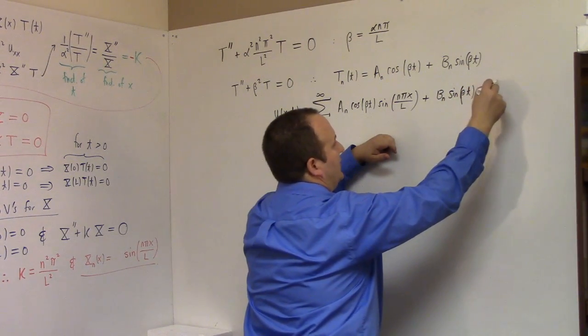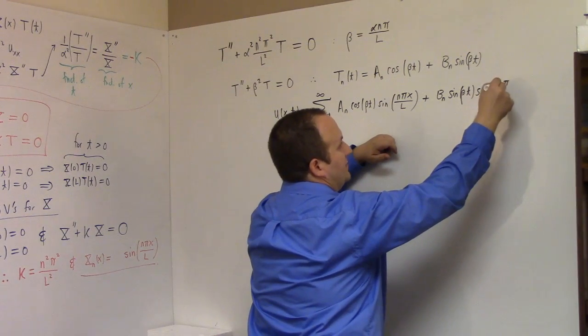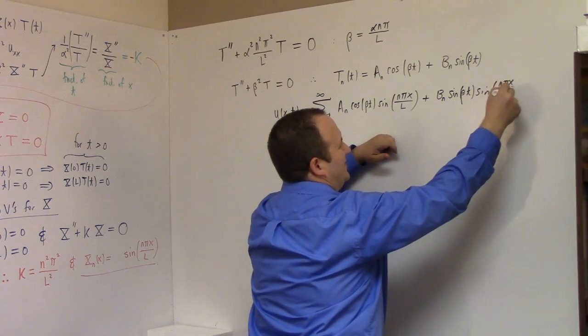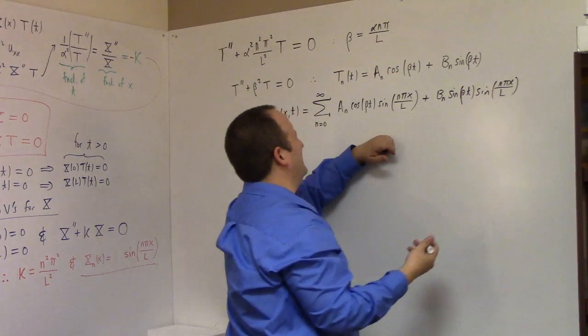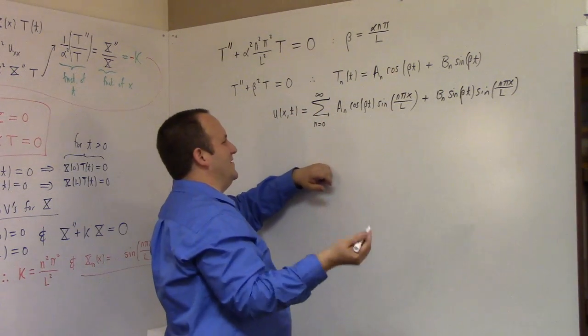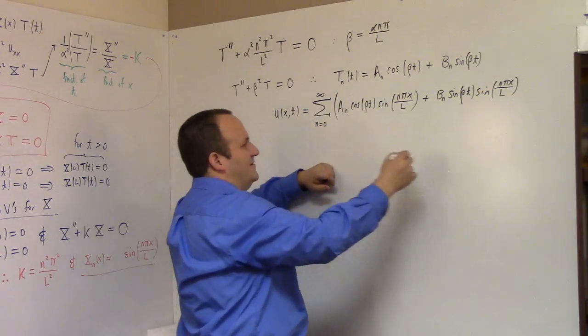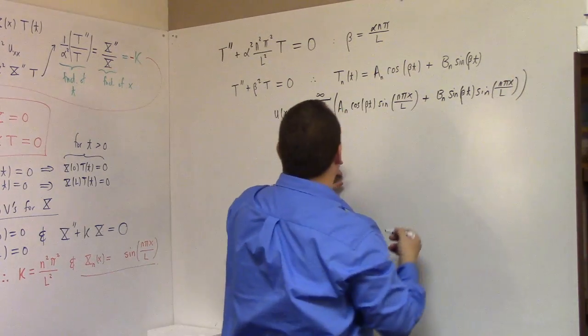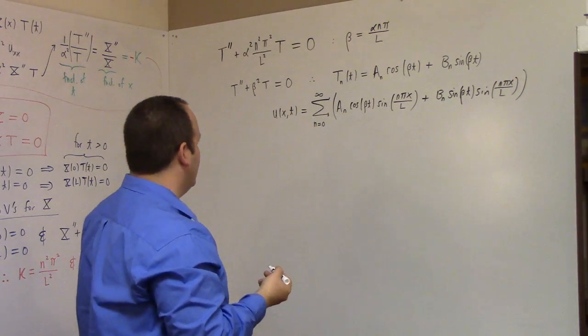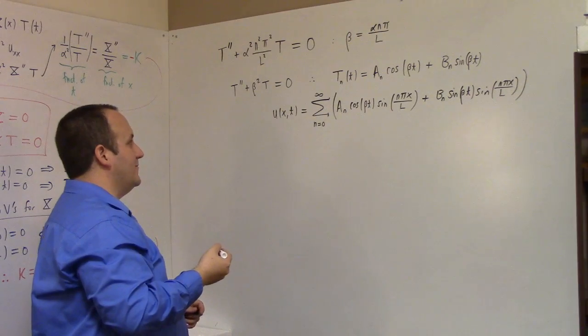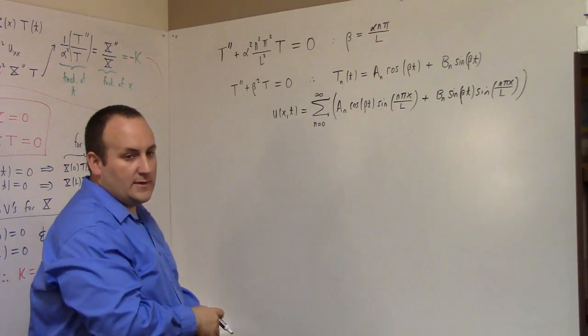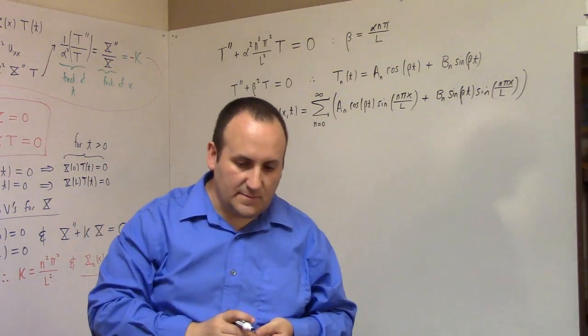sine n pi x over L. I'm just distributing the sine n pi x over L to both. Alright, there we go. Sorry. So that will satisfy the boundary values.